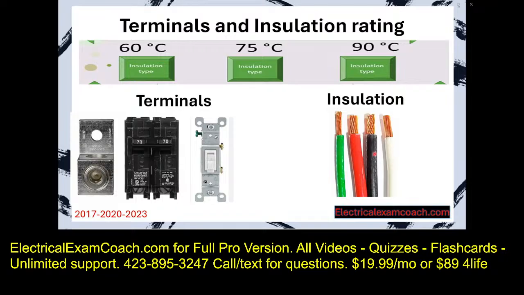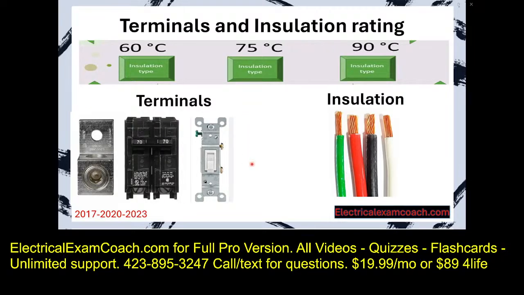And the insulation has multiple ratings. Some of them are rated for 60, some of them are rated for 75, and some of them are rated for 90. The reason this is important is it's going to help us choose which one of these columns we select our ampacity from. If the terminals are rated 75 degrees, we're going to choose the 75 degree C column most of the time.